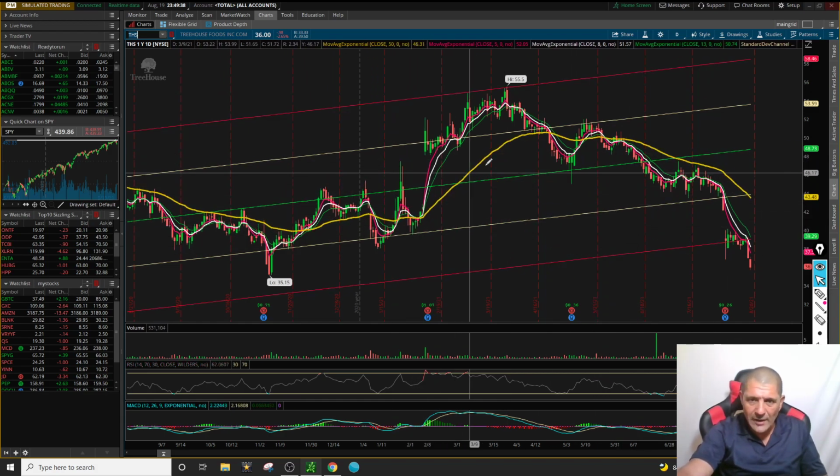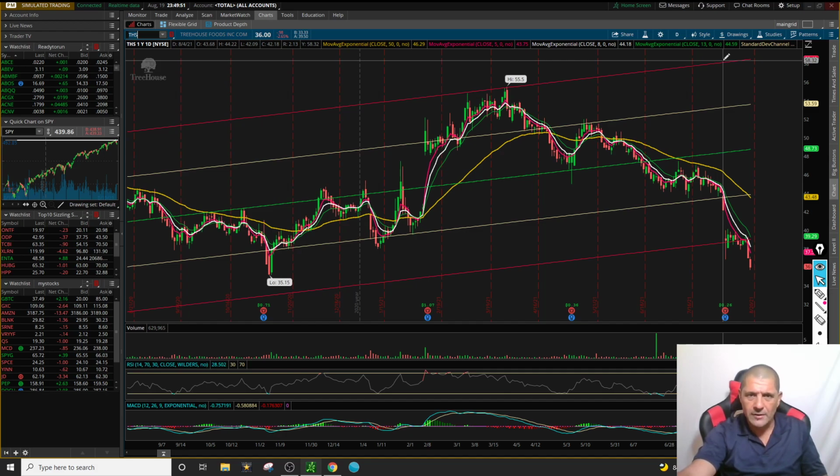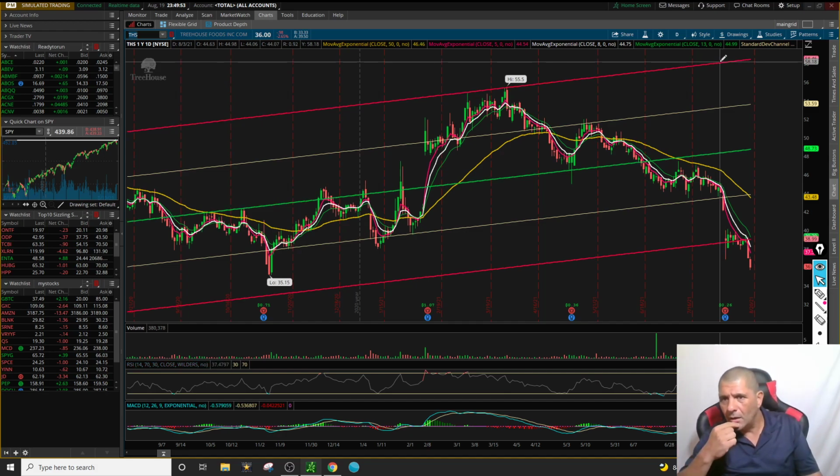Now this yellow line is the 50 moving average. The other lines are different moving averages that we have, like the red one is a 5 moving average, and then we have the 13 moving average. Those are very important because they let you know where the stock is going to go at the moment.